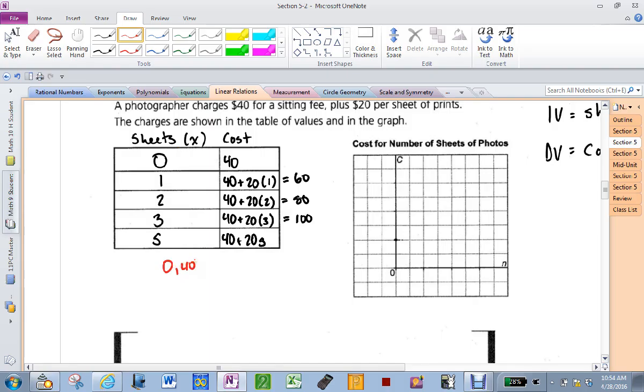What's the next point? 160. What's the next point? 280. What's the third point? Fourth point? 3, 100. Now let's graph it.